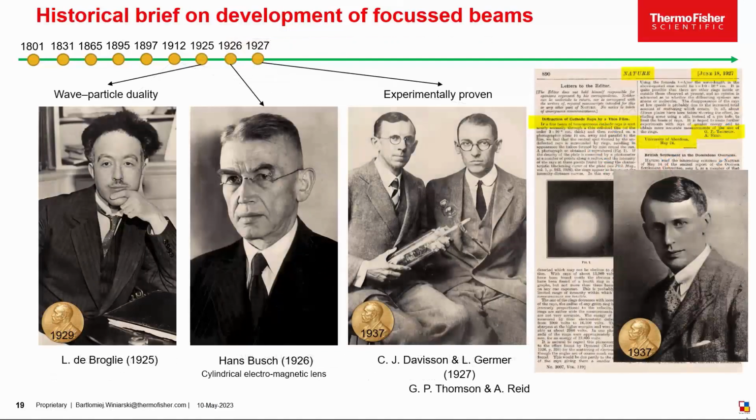The wave-particle duality theory of Louis de Broglie was experimentally proven by Clinton Davisson and Lester Germer in the US, and George Thomson and Alexander Reid in Britain. On the right we see the original paper published in Nature by Thomson and Reid. Again, all these scientists are Nobel Prize recipients in physics. Hans Busch, a German physicist, pioneered electron optics and laid the theoretical basis for the electron microscope.